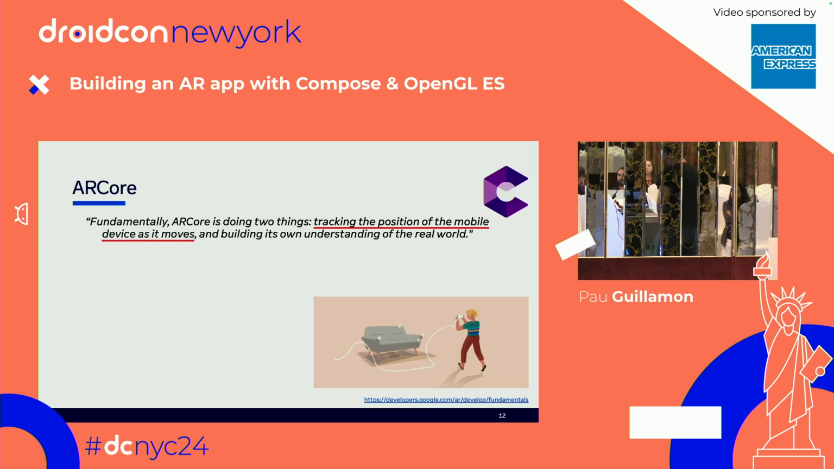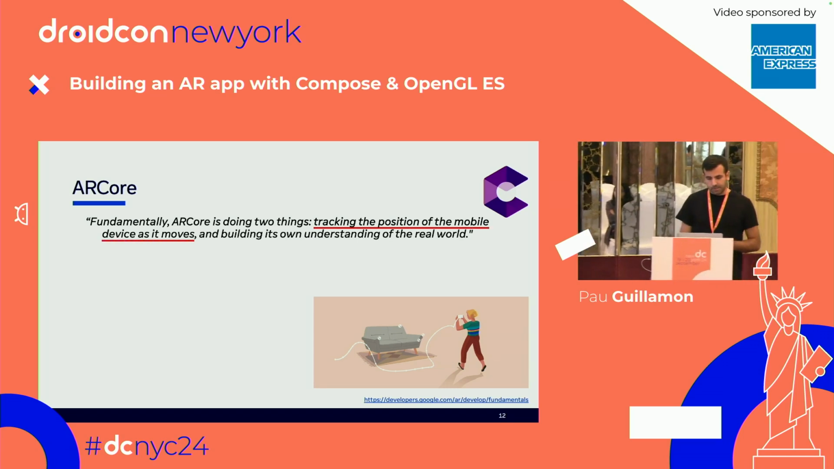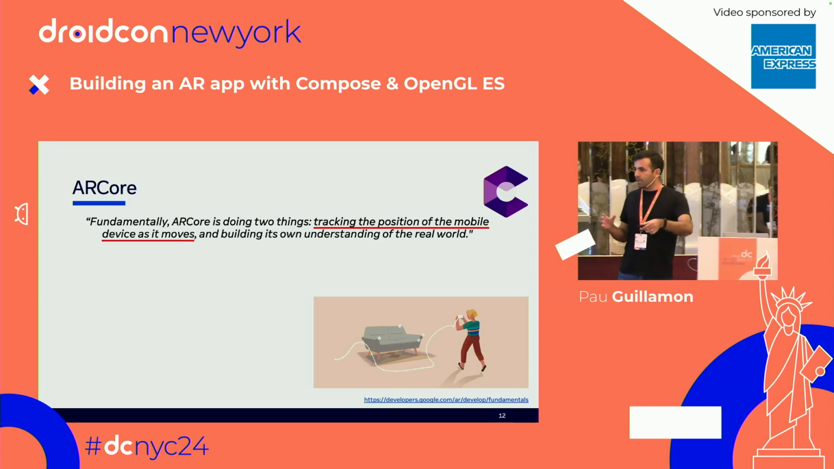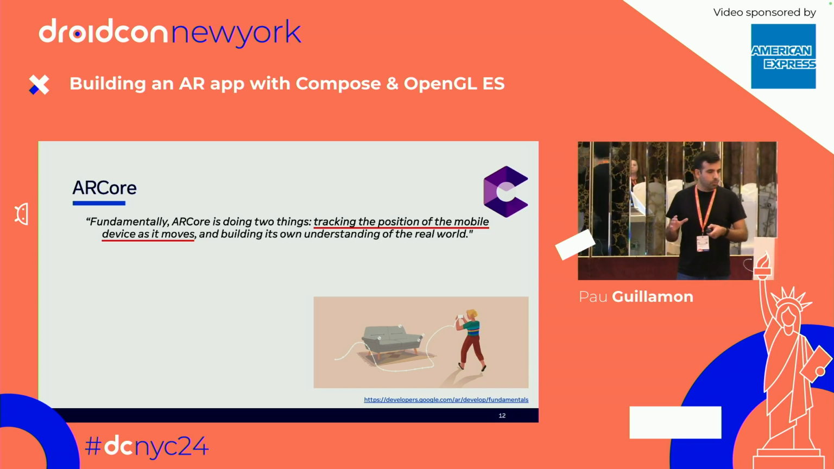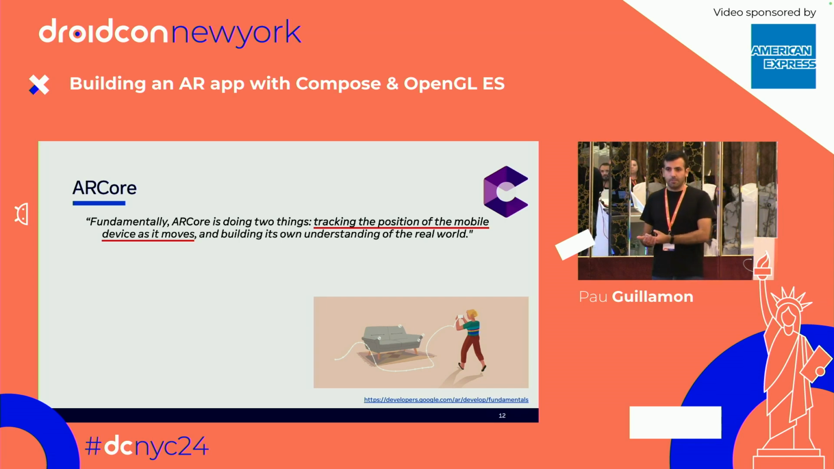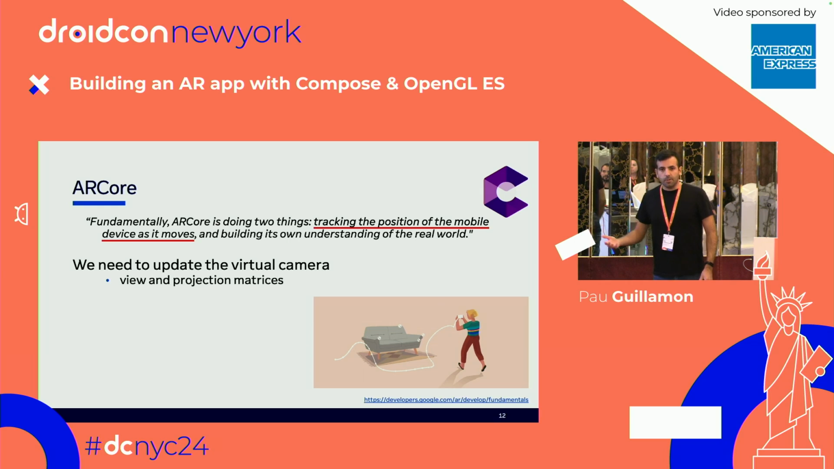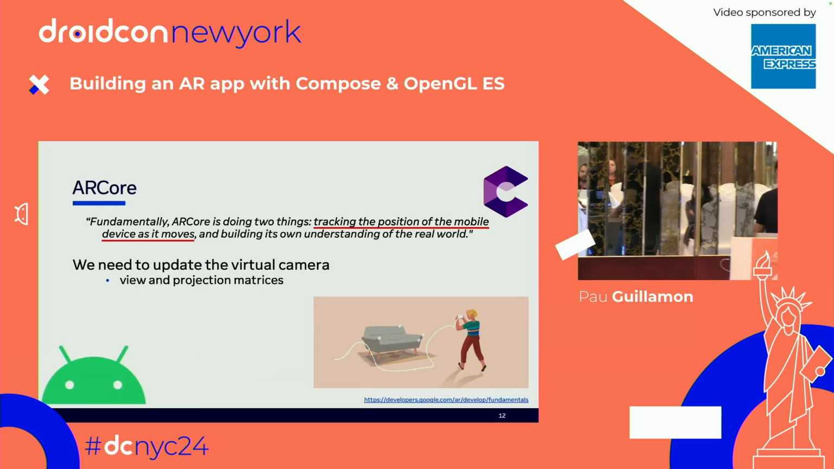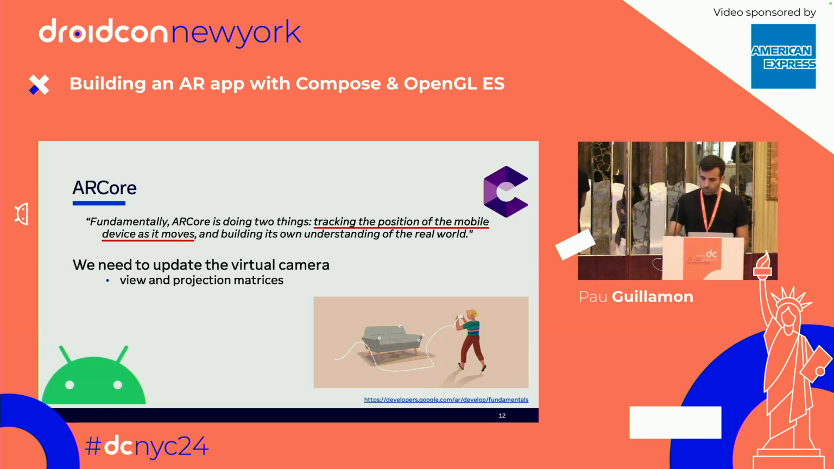the position of the mobile as it moves, and it also builds its understanding of the real world. So let's focus on the first part, tracking the position of the mobile as it moves. ARCore knows the relative position as it's moving around and orientation, so we could use that data and update our virtual camera to be able to navigate that virtual world. So if we do exactly that, if we get that data from ARCore and then update our virtual camera, we should be able to see that we're navigating the virtual world with the same movement.